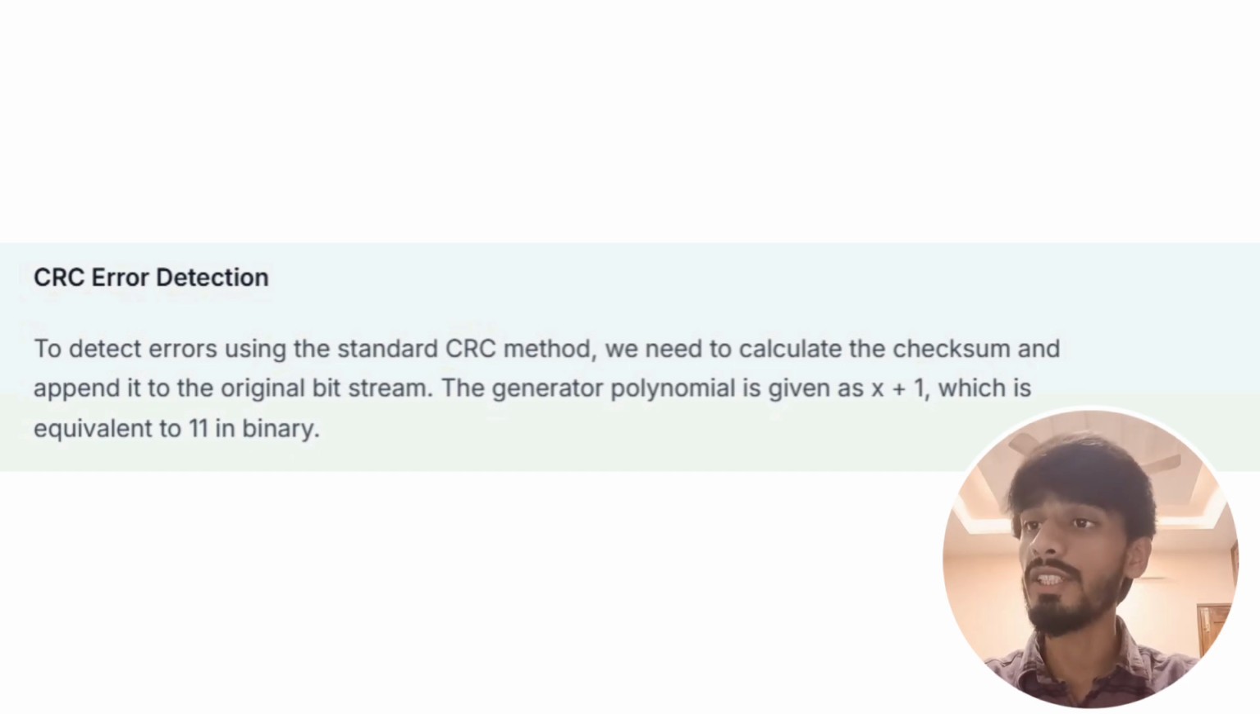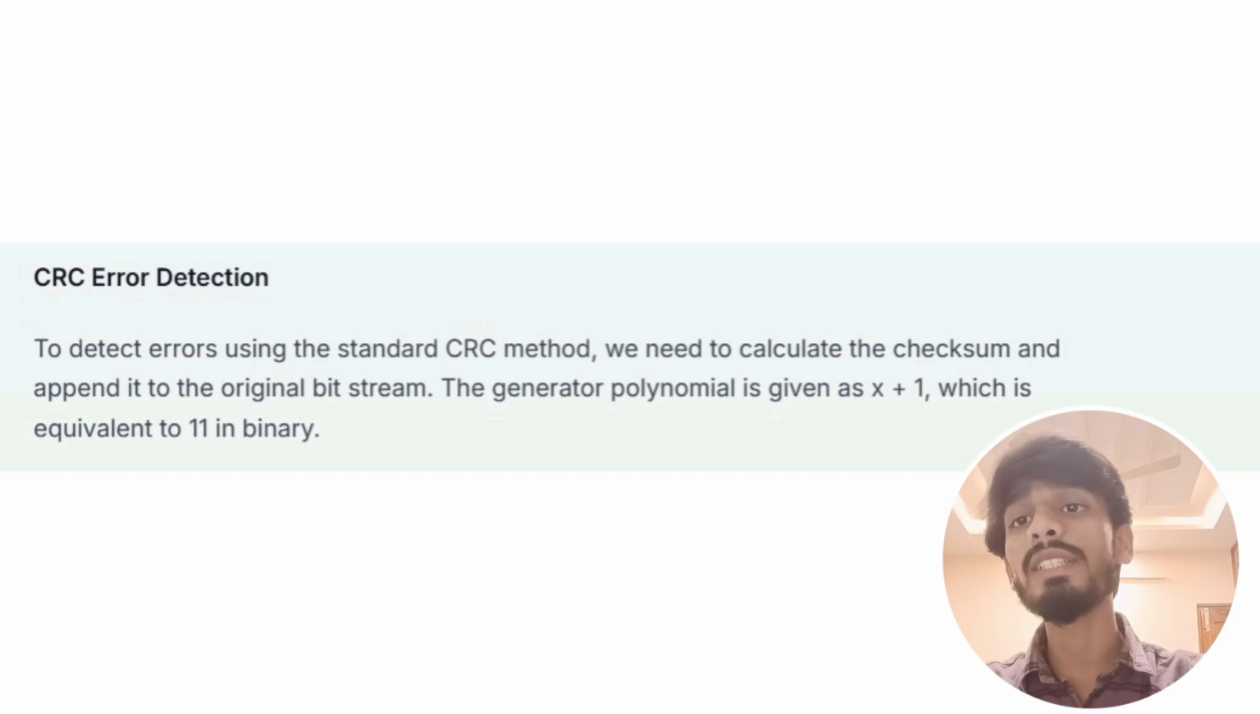CRC error detection. To detect errors using the standard CRC method, we need to calculate the checksum and append it to the original bit stream. The generator polynomial is given as x plus 1, which is equivalent to 11 in binary. Now let us calculate the checksum.